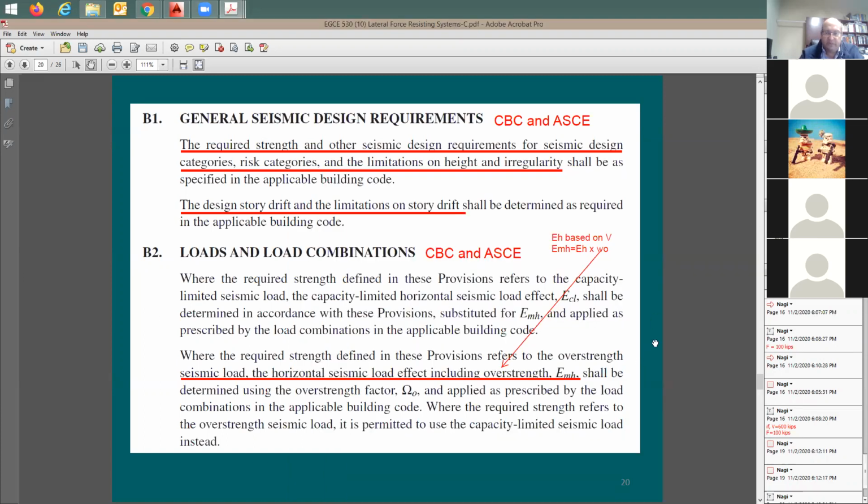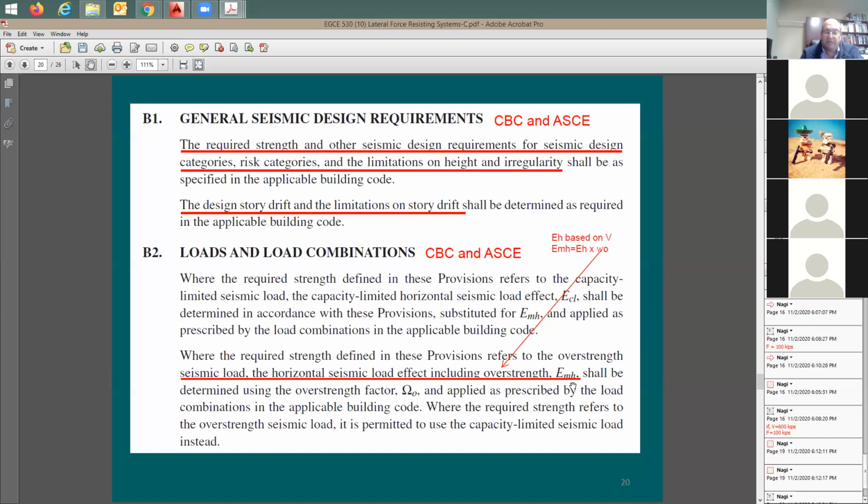So what is the reason that we do this? What is behind this? I mean, the concept, why are we doing this E sub MH? Because now our goal is not just to design a moment frame. Our goal here is to understand why the code would say anything like this. Why is this included in the code? So we can say certain members, I cannot allow them to yield in the building. I don't want them to dissipate energy. So these members are going to be designed for the overstrength E sub MH. Other members are going to be okay to design for E sub H.